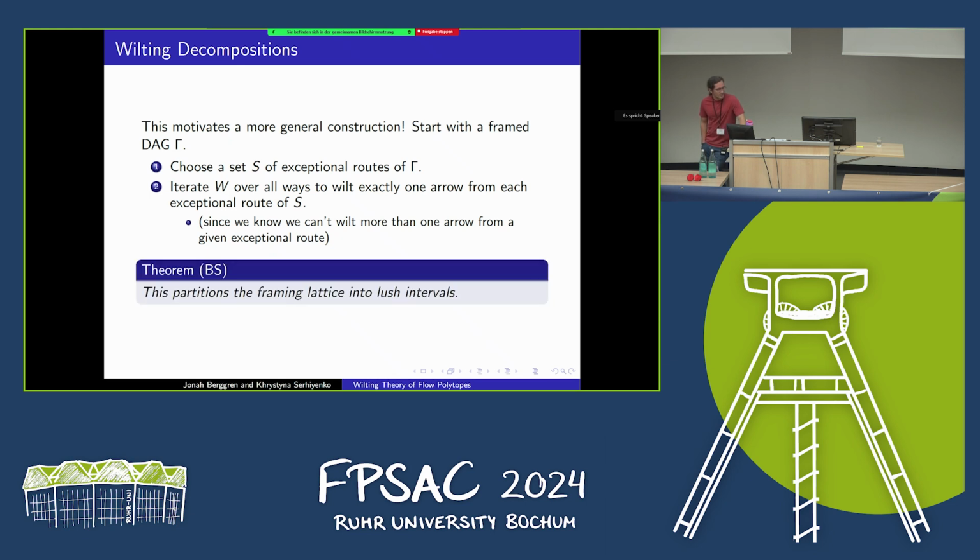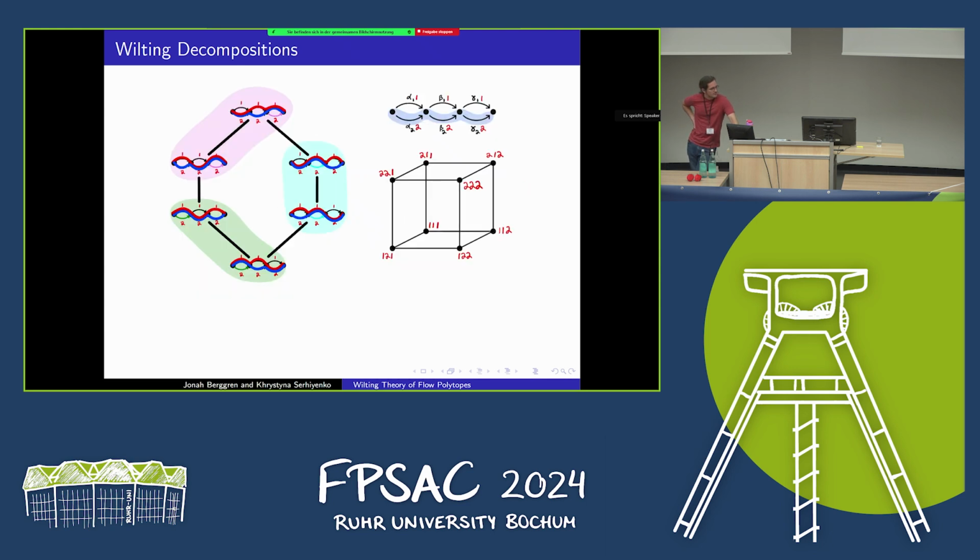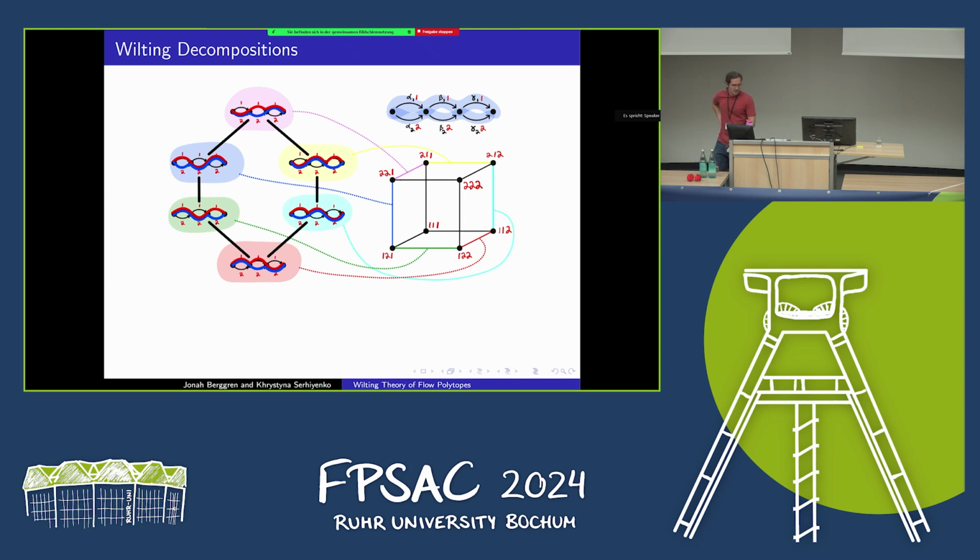And it's a nice theorem that we actually partition this framing lattice into lush intervals by doing this. So we'll always get a nice partition, even if we do this by multiple exceptional routes at once. It's not so bad to see that everything is in one of these intervals, but the fact that it partitions, that you don't have overlap, is quite nice. And so we already saw this picture. I could have chosen the 1 route instead, and we get a little bit of a different decomposition. But in fact, I can do them both at once, and now I'm separating everything into singletons. And the polyhedral interpretation changes a little bit.